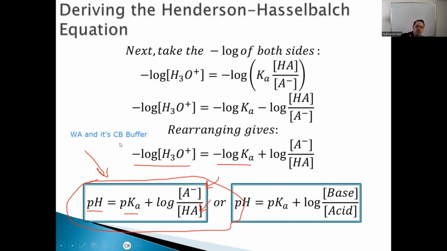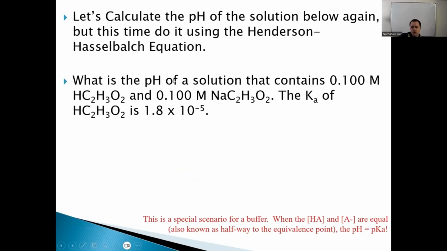If we want to do a weak base and its conjugate acid buffer, that's going to be a totally different formula. So I wanted to use that formula to predict the pH of a 0.1 molar acetic acid, 0.1 molar sodium acetate buffer, if the Ka of acetic acid is 1.8 times 10 to the negative fifth. So give me a second to write all this down.